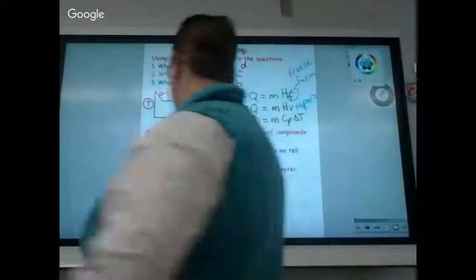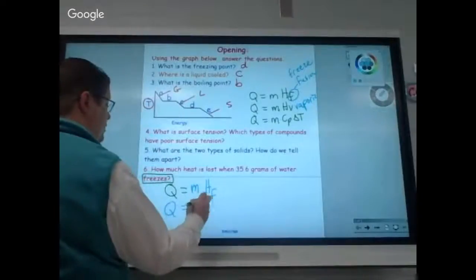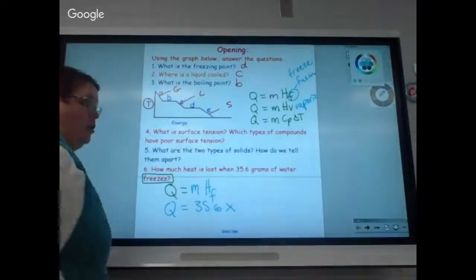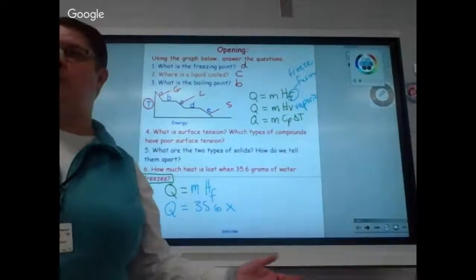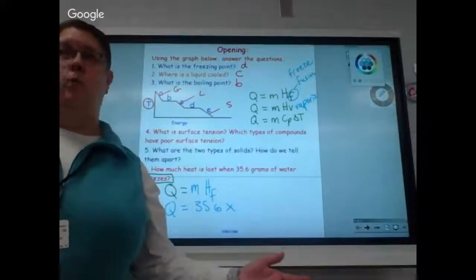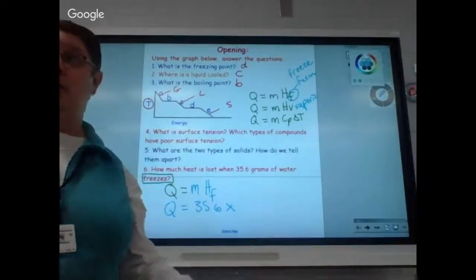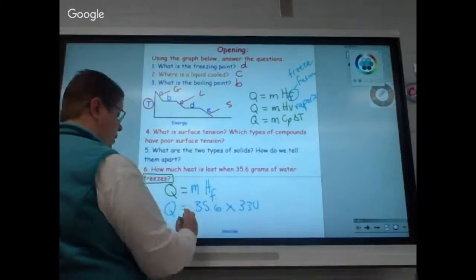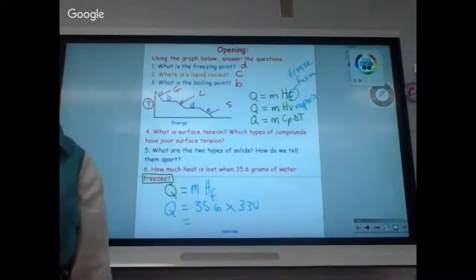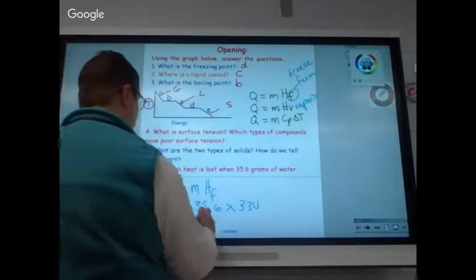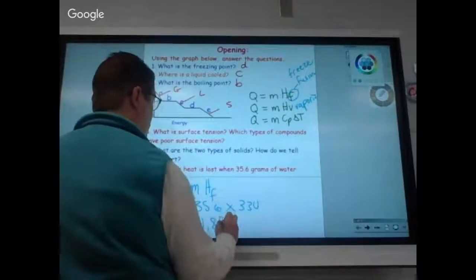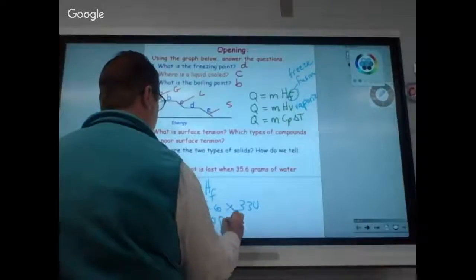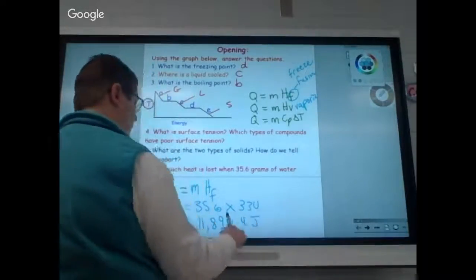So we're looking for heat. Mass is 35.6. HF. We talked about this yesterday. It's on your blue sheet. There's only one HF on the blue sheet, so you can't get that wrong if you can find it. 334. And then you multiply to get the answer. 11,890.4 joules. What if we put it in scientific notation?